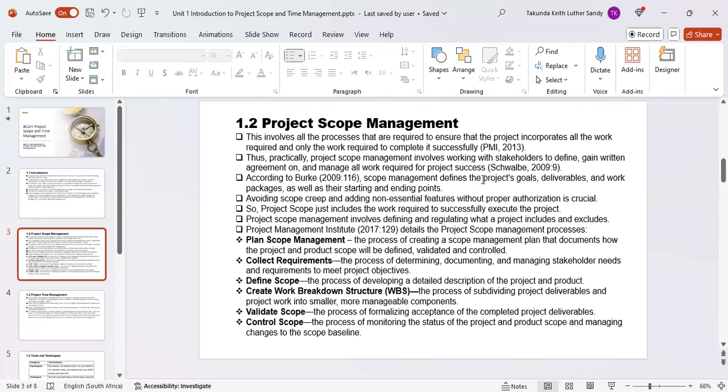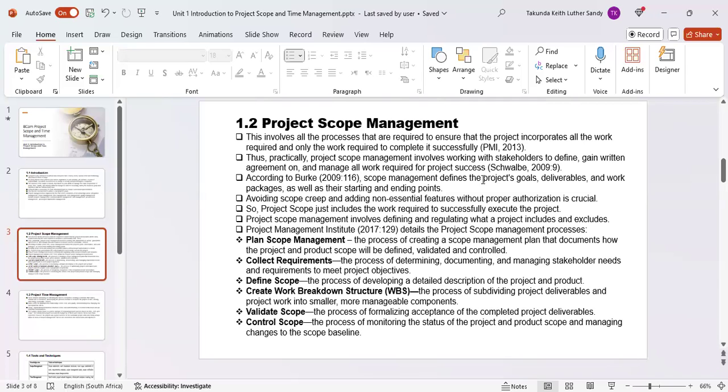successfully. So, firstly, I talked about what scope is. Now, when we're talking about scope management, we are looking at the processes that are required to make sure that all that work we were talking about is included in your project. So practically, project scope management involves working with stakeholders to define, gain written agreement on, and manage all work required for project success.